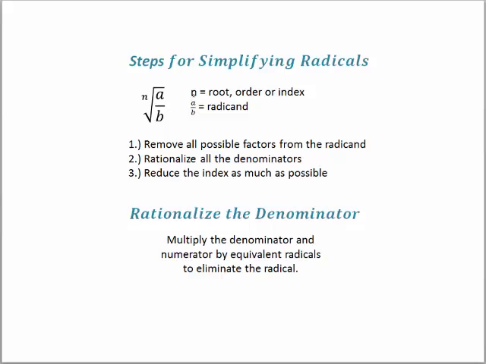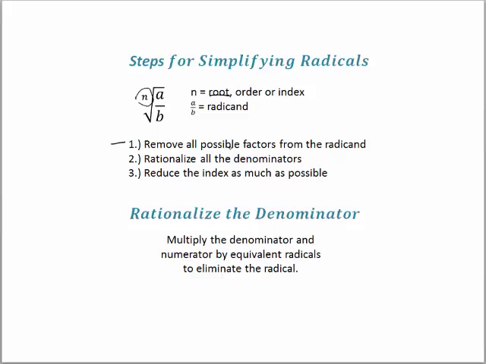So first, let's look at the terms. N again is referred to as the root, order, or index, and I commonly use root. Now, a over b is a fraction, and that is referred to as the radicand. All right.